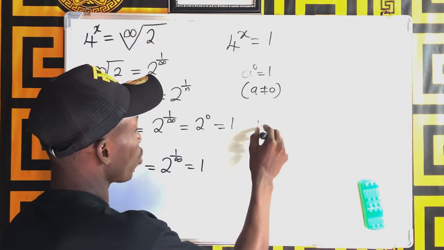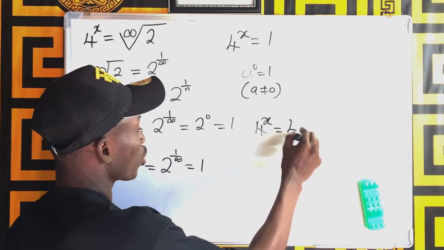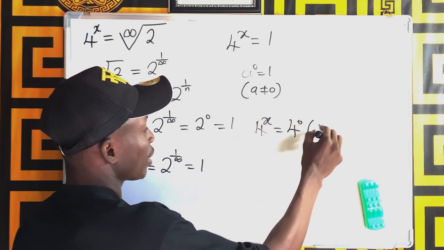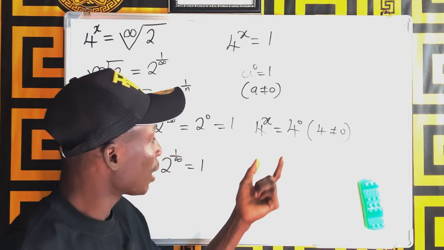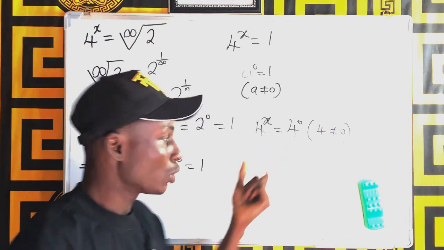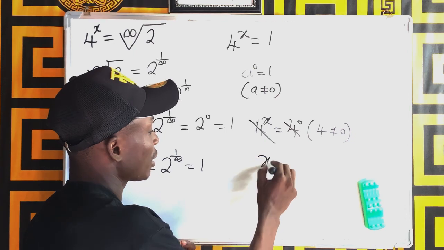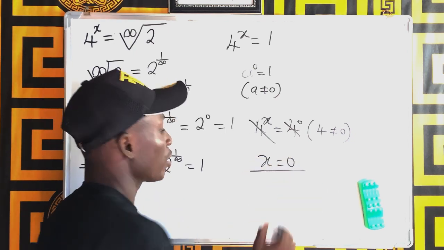But the base must not be equal to 0. That's to say that 4 raised to x is equal to 4 raised to 0, in the sense that the base must not equal 0. Now, you can see that the bases are the same. We can do without them and see that x is equal to 0. This is the value of x.